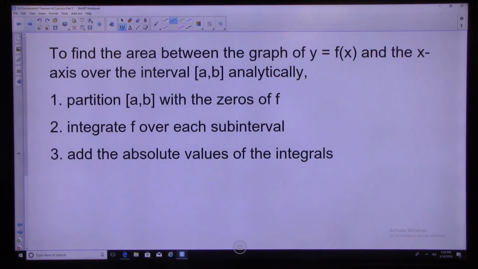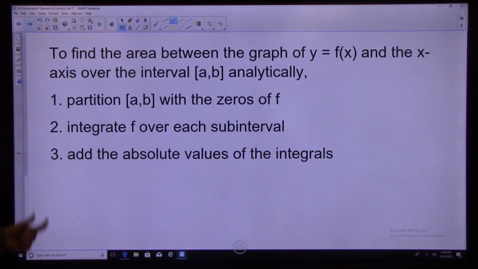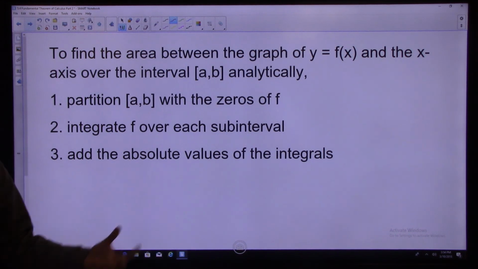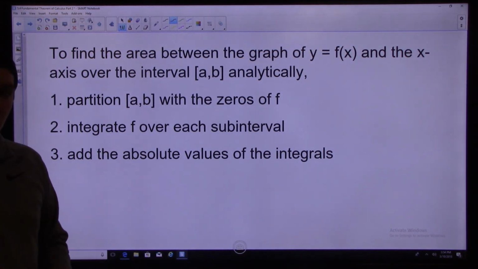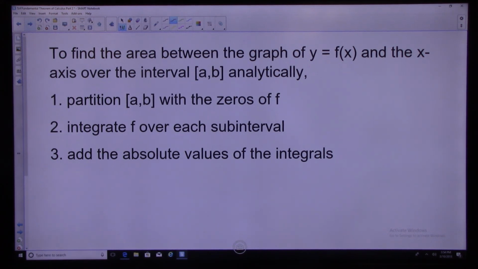And then we integrated over each subinterval. Okay, so you got to integrate there. And then we got to add the absolute value. So if you get a negative area, make it positive and add. Okay, so that's all there is to it. All right, that'll wrap up this final video on section 5.4.